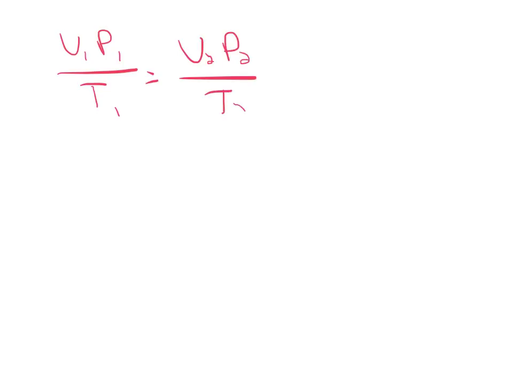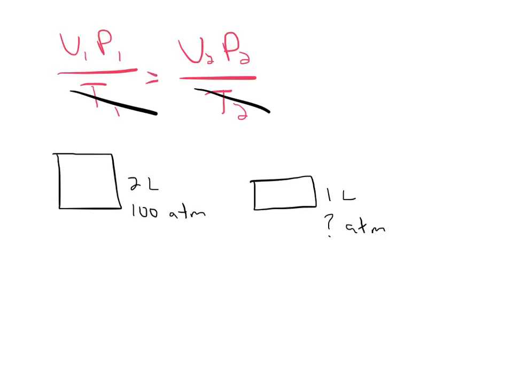So mathematically, we've got V1 P1 over T1 equals V2 P2 over T2. Temperature is held constant, so we can cross off temperature for a Boyle's Law problem. So any Boyle's Law problem, you can disregard temperature. And so now let's say that we have a container here. I'll draw the problem up and then we'll take a look at it.